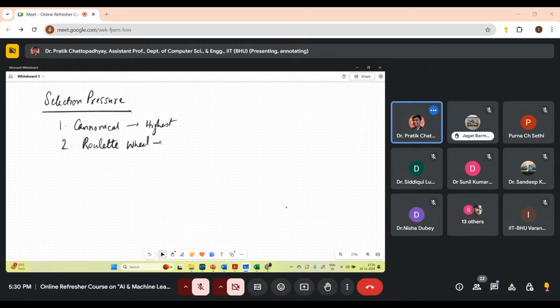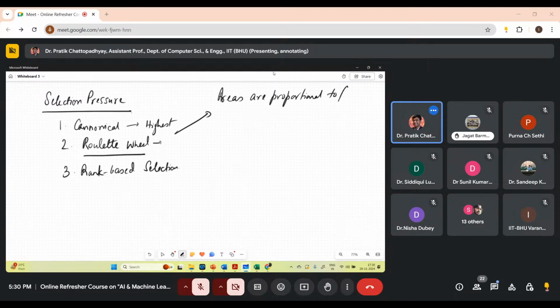Okay. So there are other different selection schemes. Like there is a modification of roulette wheel, which we call rank based selection. Basically, as I said, in roulette wheel selection, areas are proportional to fitness values. So the chromosome fitness and the area allocated inside the circle are proportional.